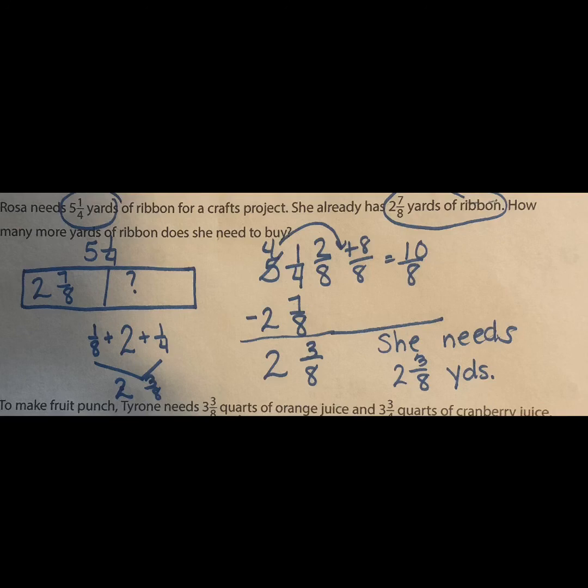So I'm going to the 5. I'm going to borrow from it. Now really what I'm doing here is I'm breaking it apart. I'm going to break apart the yards into 4 yards and 1 whole as a fraction. So there'd be 8/8. That's why I added 8/8 to the 2/8, which equals 10/8. Minus now the 7/8. So 10/8 minus 7/8 is 3/8. 4 minus 2 is 2. So total, my answer still matches. She needs 2 3/8 yards.